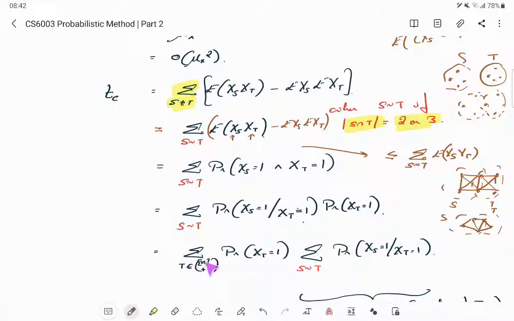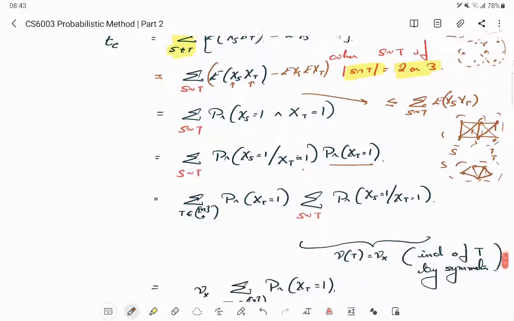I'll run t over the entire choices, all the 4-sets, and then pick all those s's which depend on that particular t, which have an intersection of size 2 or 1 with that t. Those s's alone I will pick. So here it is still s intersection t, and since t is kept constant, I can pull this term out of this summation.